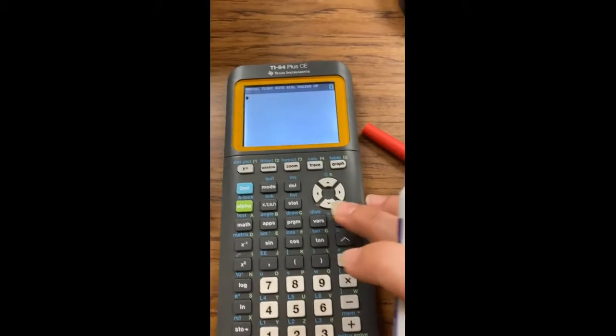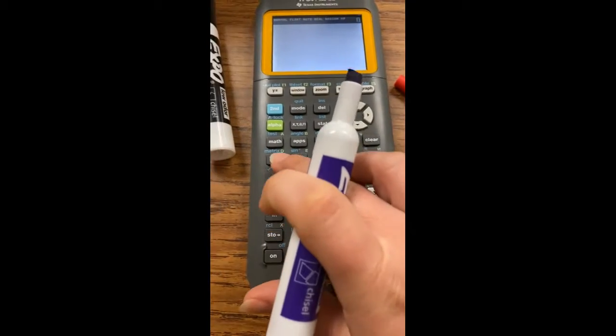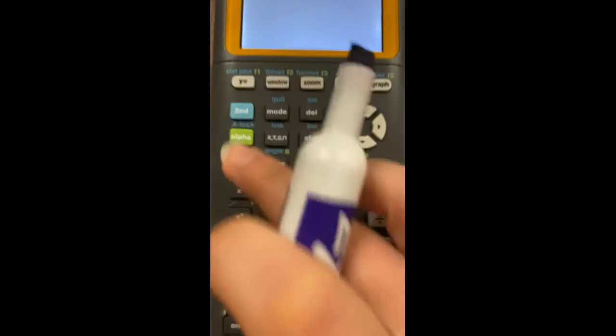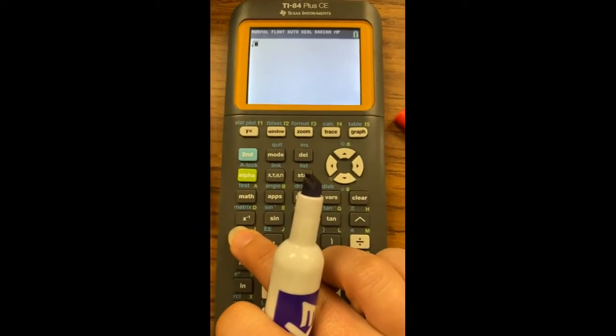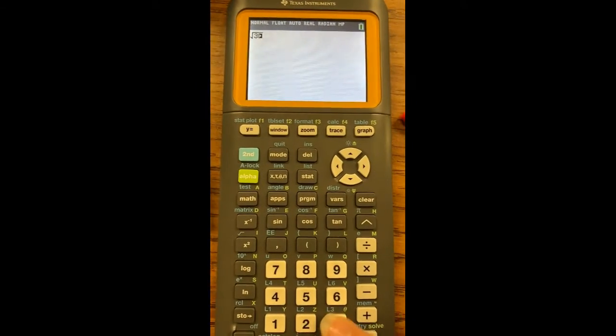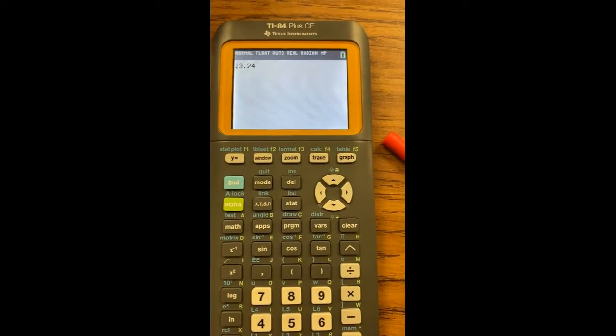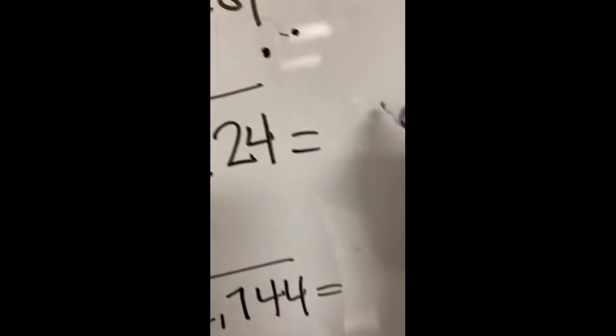Okay, next is square root of 3 and 24/100. So let me clear out my calculator. Second, square root, 3 and 24/100, enter. 1.8. So we got that 1.8, okay?